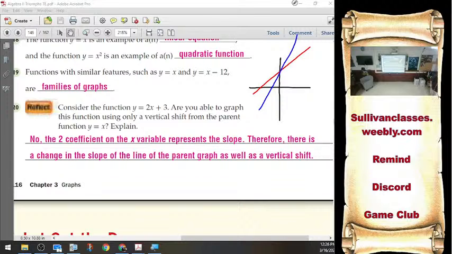That's what this is. 2x plus 3 is when I take that line, move it up 3, but then I also stretch it twice as tall because now the slope is up 2 over 1 instead. Okay, so I can't just say, no, it's a shift and I'm done.